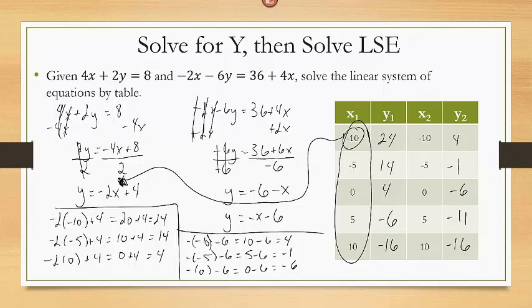Now let's look at our table and see which one of these has the same x and y. And lo and behold, it's our last one. So the solution to this linear system of equations is 10, negative 16.